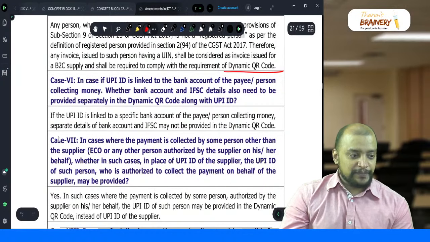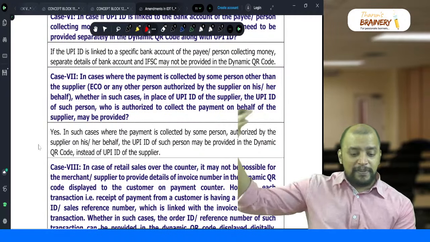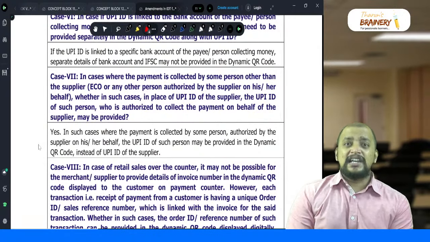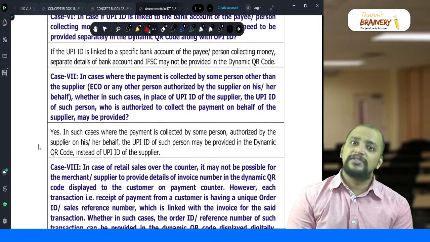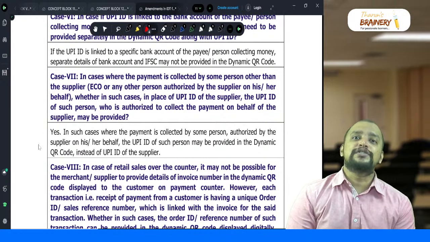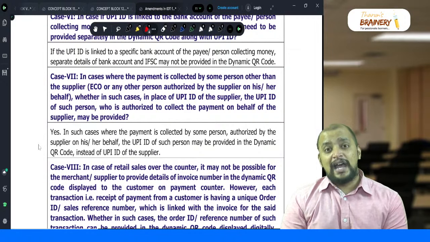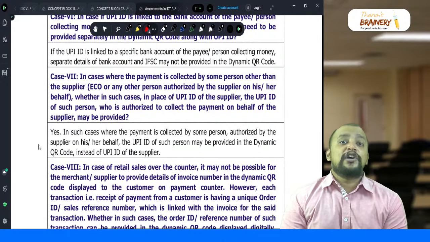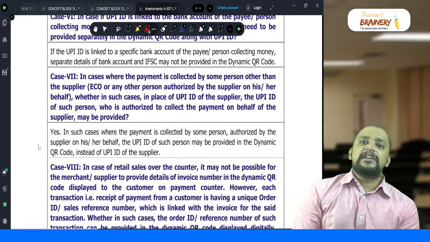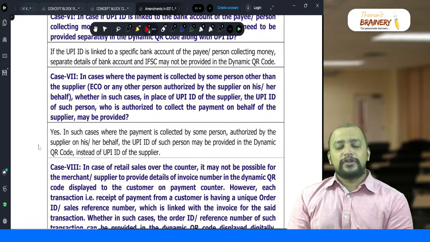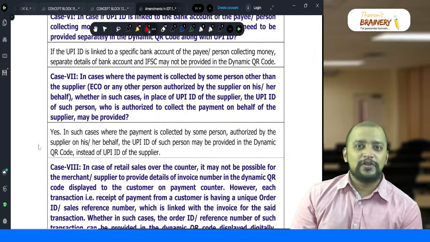That is this point. Then, in case the payment is collected by some person other than the supplier, an e-commerce operator will collect, sometimes the delivery partner will collect. For example, Dunzo. In Dunzo, you book something from the supplier's shop and you can make the payment or pay on delivery. That person will bring the packet. Majority of the time at my house, we procure a lot of necessities like provisions through Dunzo only. Trust me.